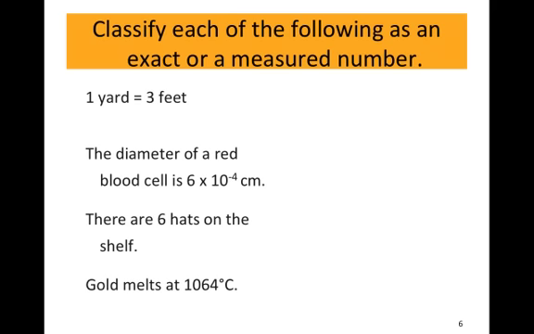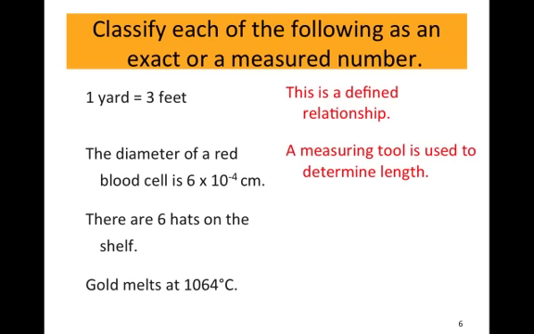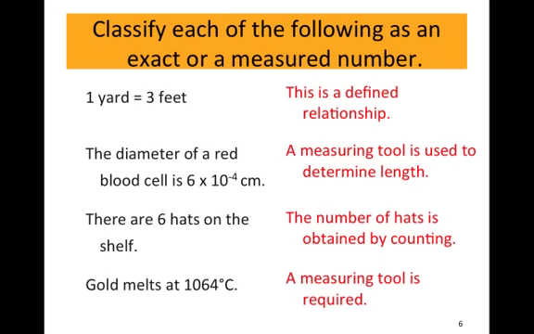Welcome back. All right, so 1 yard equals 3 feet. This is a definition, and so it is an exact number. Diameters are measured, and so it is not exact. 6 hats on the shelf is an exact counting number, and gold melts at 1064 degrees Celsius is a measured number.